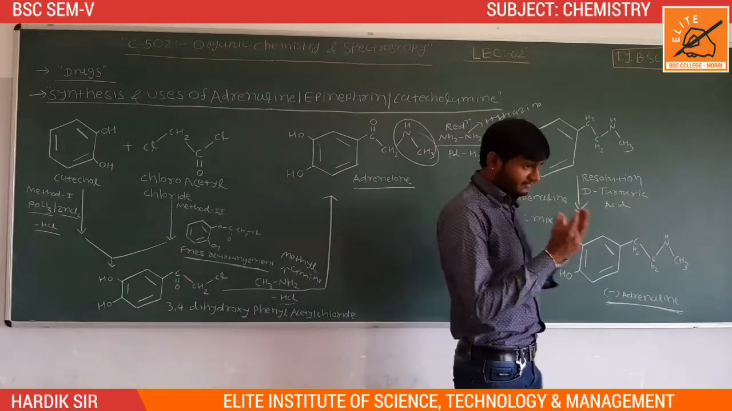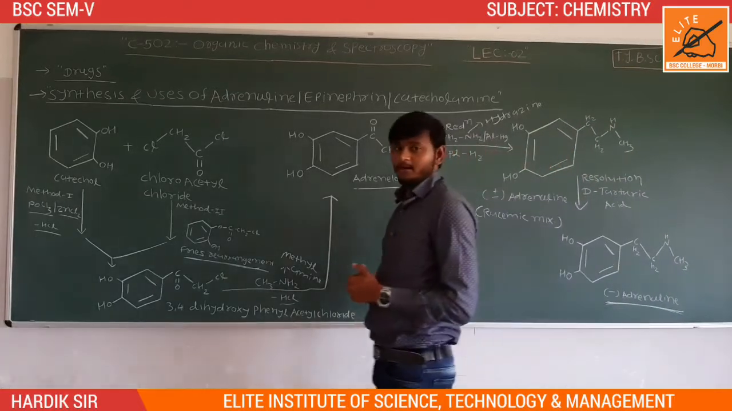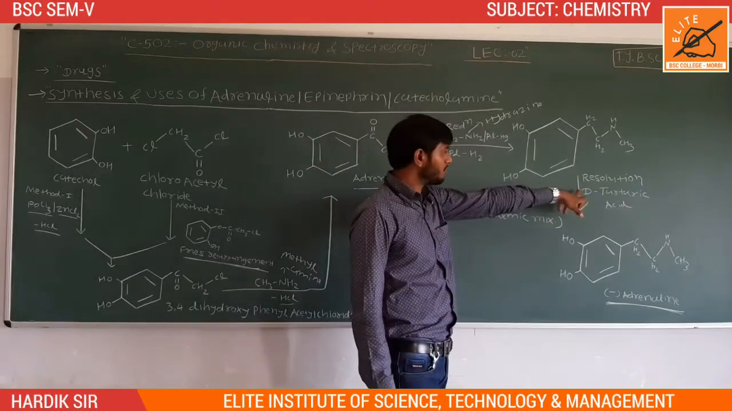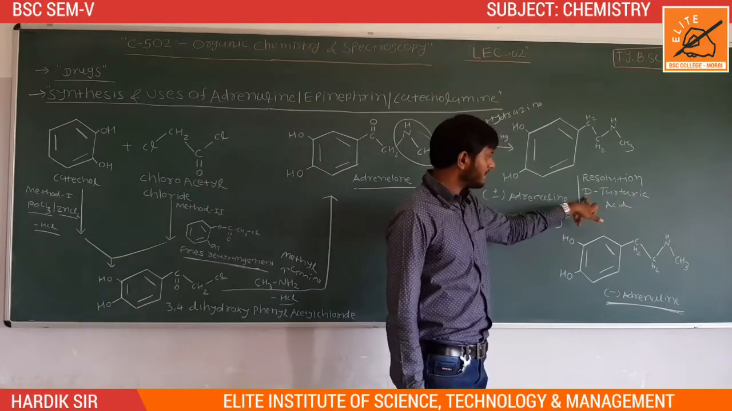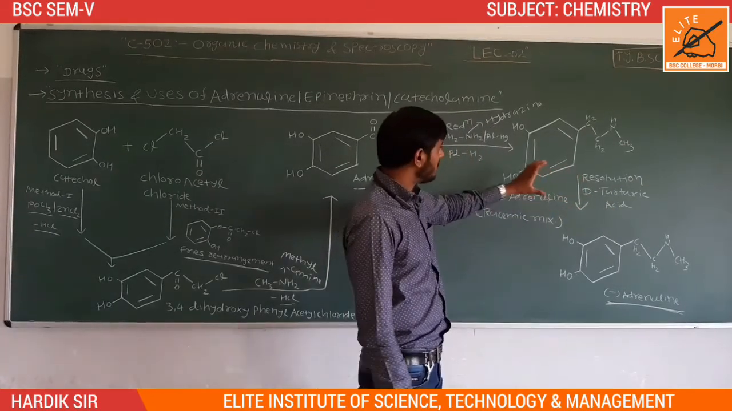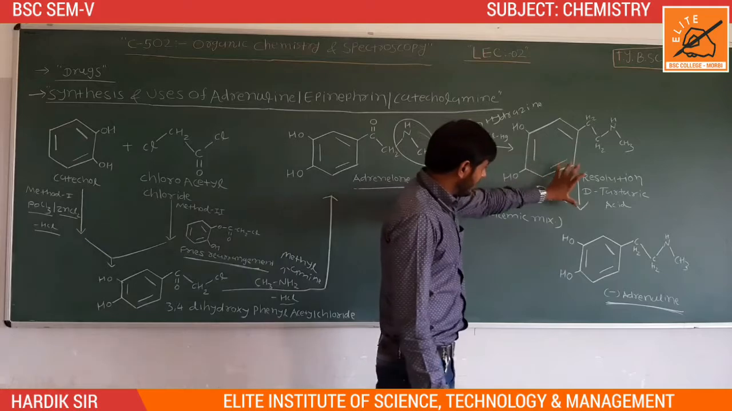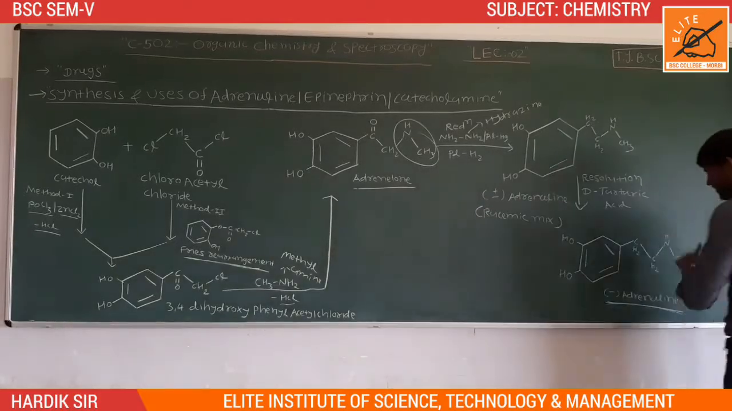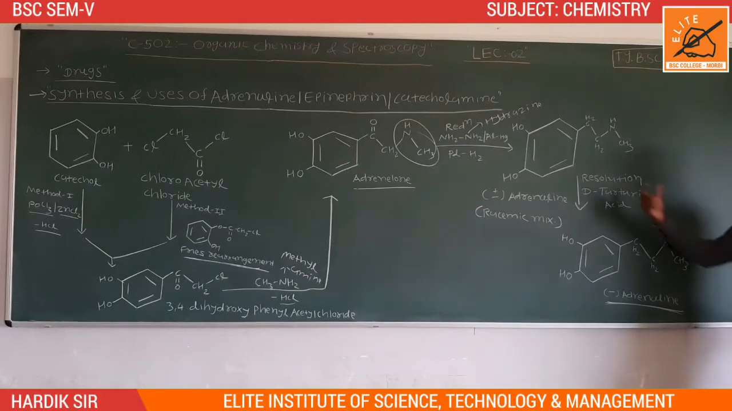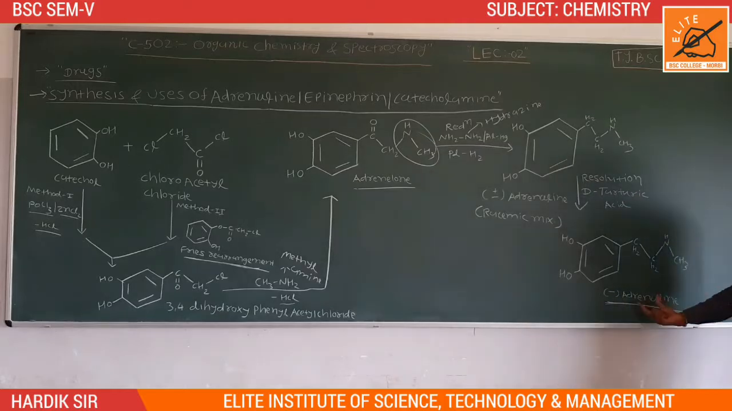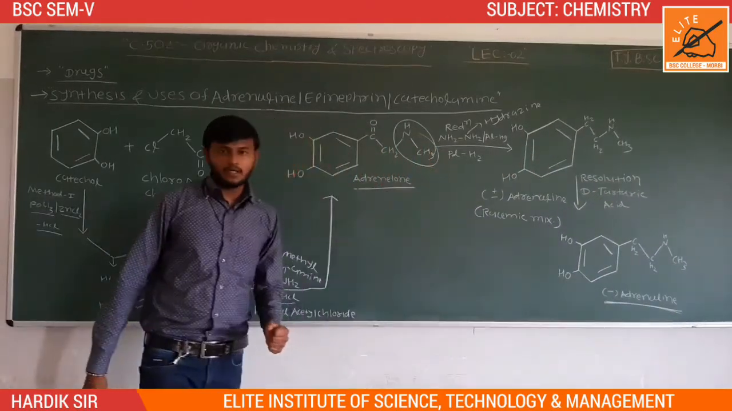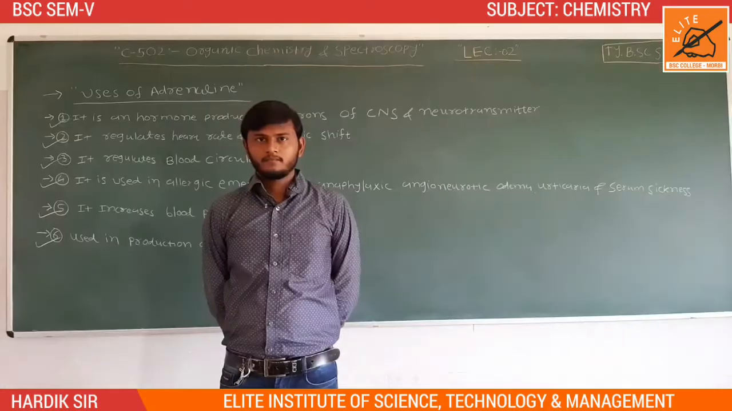Now we require the separated adrenaline. How to separate it? By a resolution process. Resolution of adrenaline with D-tartaric acid, meaning dextrotartaric acid, produces levoadrenaline. This is the separate product of adrenaline. This is the racemic mixture and this is the levo. Only the separate product is our final product, adrenaline. So guys, this is the procedure for the synthesis of adrenaline.